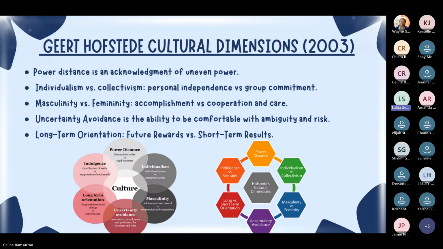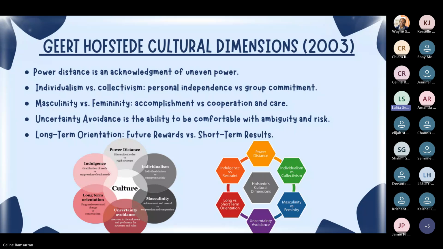Great, Hofstede's cultural dimensions. He offered five effective frameworks for understanding how national and corporate cultures influence leadership, communication, and teamwork. Power distance is an acknowledgement of uneven power. A high power distance is where people respect authority and anticipate clear hierarchies. Leaders make choices with little resistance.